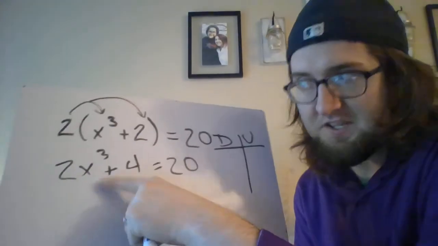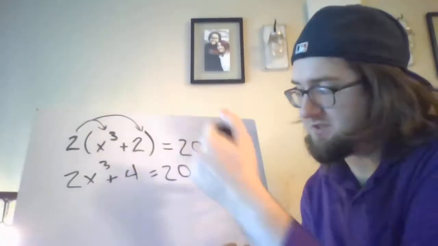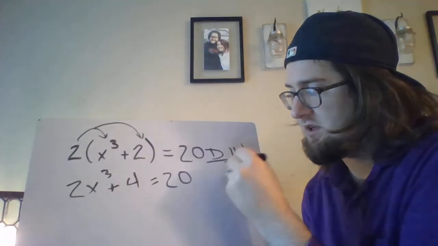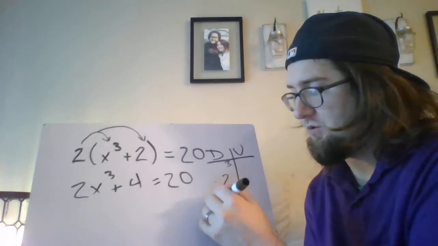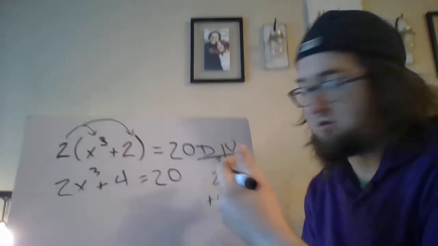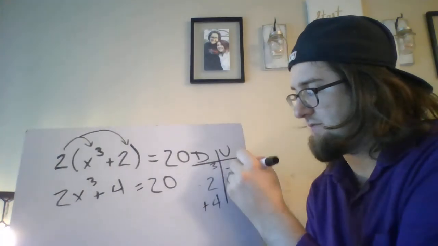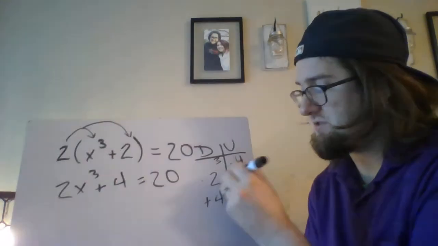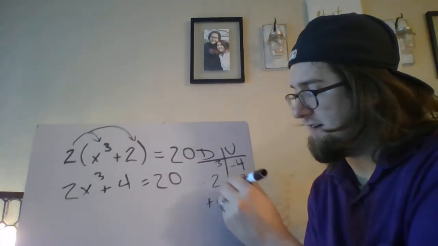What's being done first to x? Remember order of operations. Exponents are first. So we're cubing first. Then we're multiplying by 2. And then we're adding 4. So when we undo that, reverse the order. We're going to subtract 4 first. Then we're going to divide by 2. Then we're going to cube root what's left.